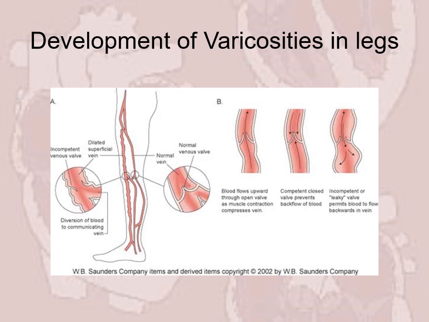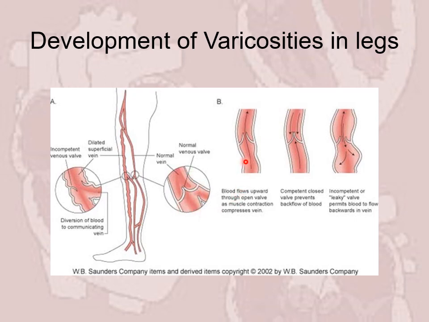And this is showing you development of varicose veins. Here's an incompetent valve, dilated superficial vein, diversion of blood to a communicating vein. Here's a normal one with a normal venous valve, and you can see the walls are nice and smooth.